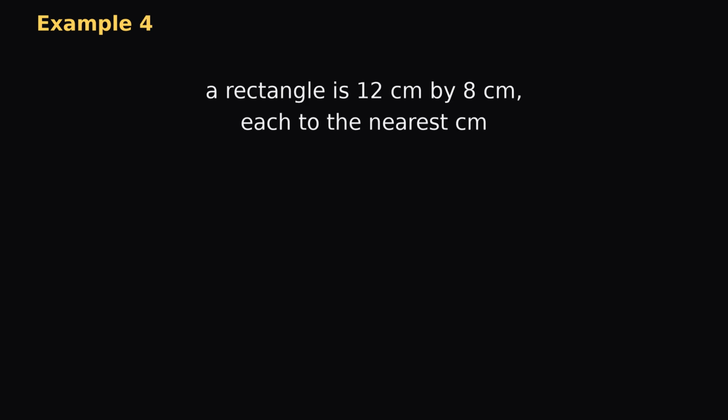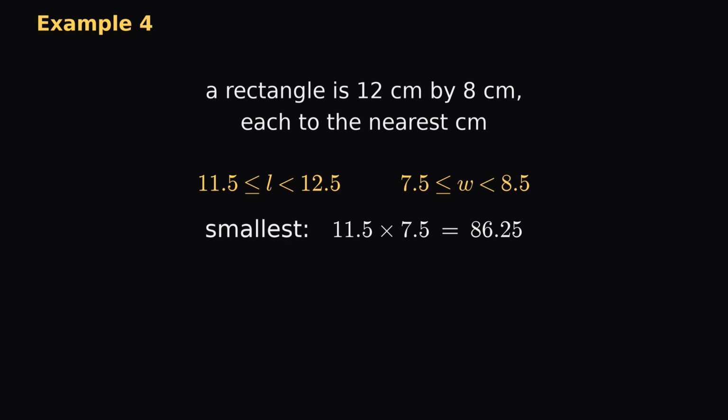Example 4. Now put bounds through a calculation. A rectangle measures 12 centimeters by 8 centimeters, each to the nearest centimeter. Find the bounds of the area. The sides are 11.5 to 12.5 and 7.5 to 8.5. Smallest area uses both lower bounds. 11.5 times 7.5 is 86.25.